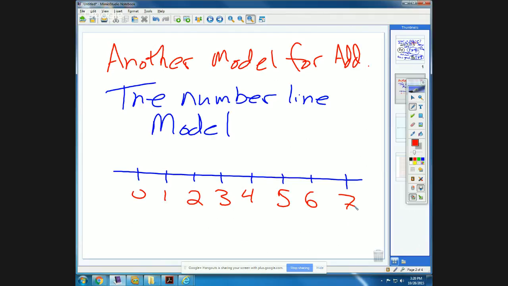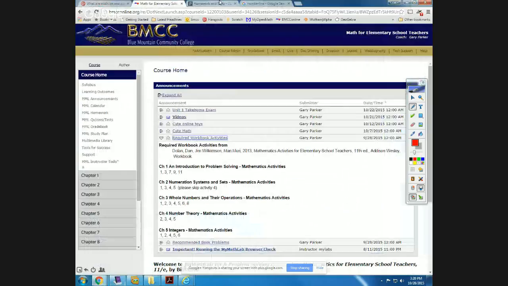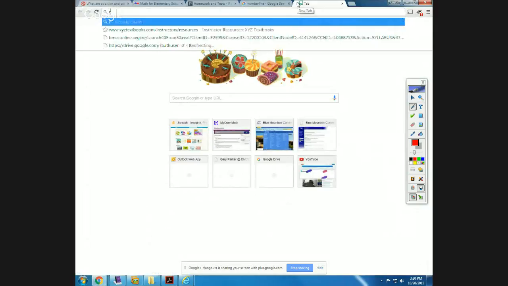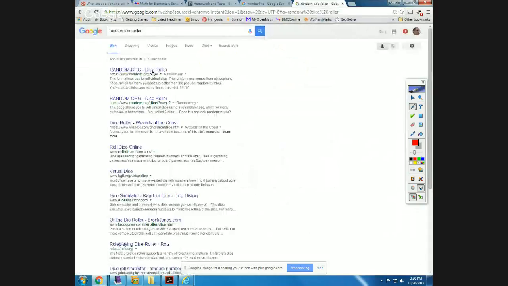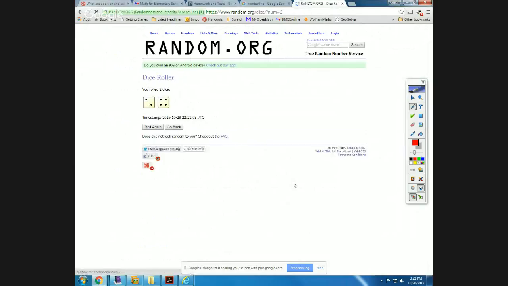So I could roll. Cool. Let's roll a virtual one. I love rolling dice. It's so much fun. I hate when that happens. I know that happened to me when I was doing the Forian math game. I kept rolling a 1. So random dice. Let's roll 2 dice. So I roll my 2 dice and I get a 2 and a 4.